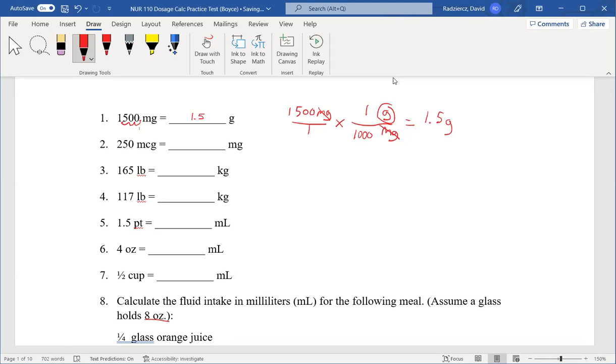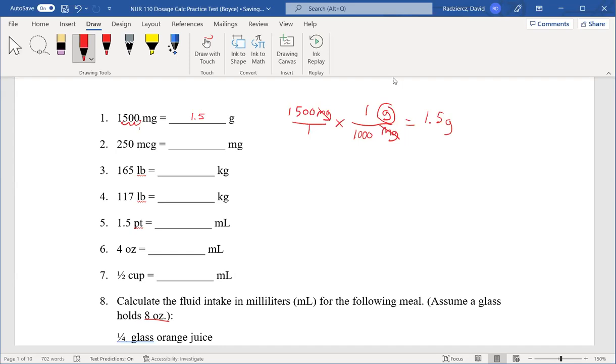Now let's say this number was 1275, then your answer would be 1.275 grams. That would be your answer. Do not round the 1.275 to 1.3. Just leave it as it is. It's probably not going to have more than 4 digits. But just as a reminder, don't round your basic unit conversions.